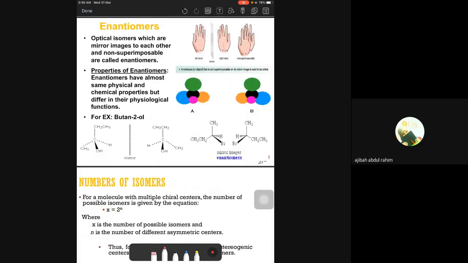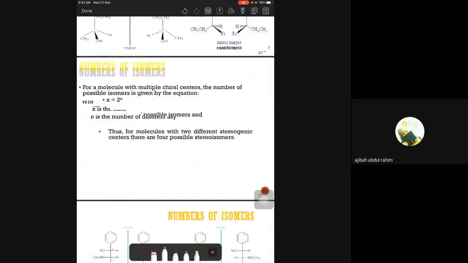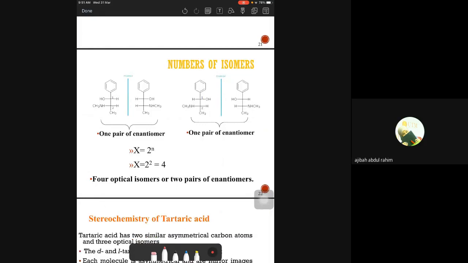The enantiomers are mirror images of each other, but they are non-superimposable, meaning that you cannot overlap them. So this is how you can calculate the number of isomers, based on how many chiral centers the compound has. If it contains 2, for example, then there would be 4 isomers available, coming from 2 pairs of enantiomers.